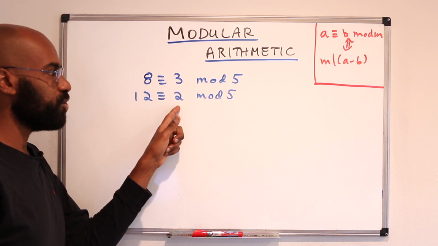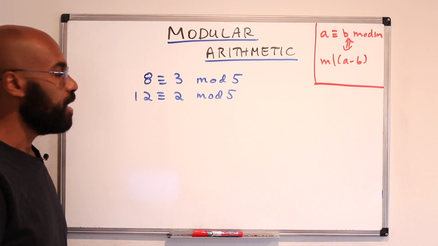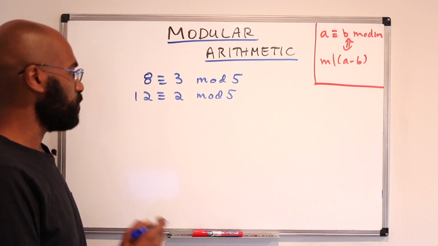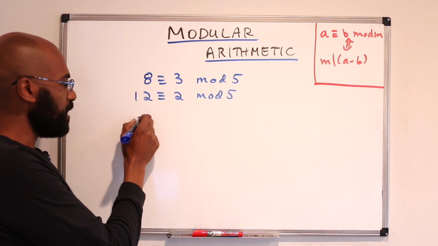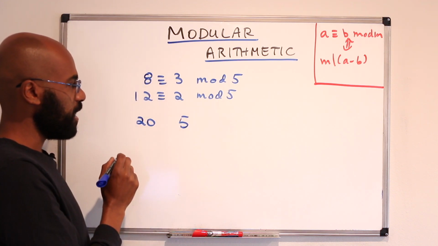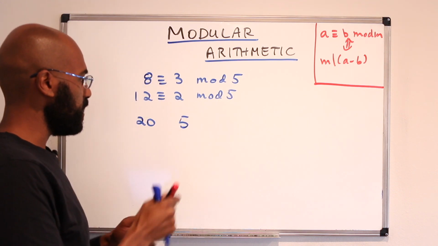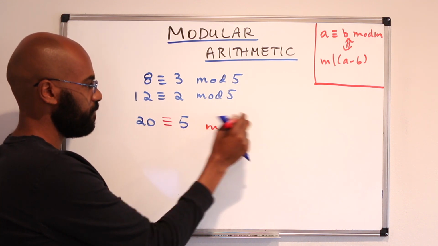And 12 is congruent to 2 mod 5. Their difference is a multiple of 5 as well. It's 10. Now we might notice some interesting things with respect to addition here. So if we added these two things, we would get that 20 is on the left-hand side and 5 is on the right-hand side. And it happens to be the case that 20 is congruent to 5 mod 5.